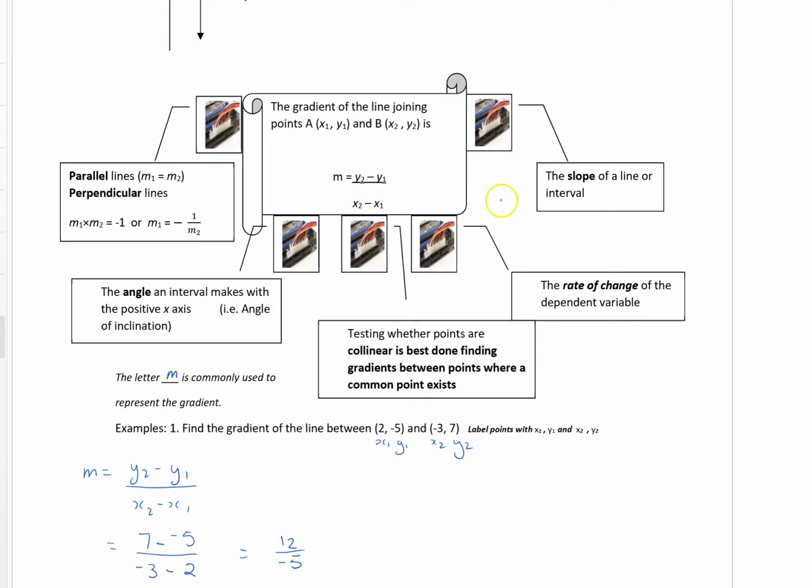So if you got a question that was talking about the slope of a line, you've come across that many times before, so that's nothing new. You would know that if you read the word slope, you would make the connection to gradient on the calculation.